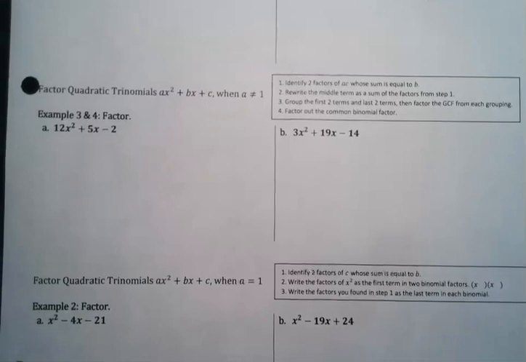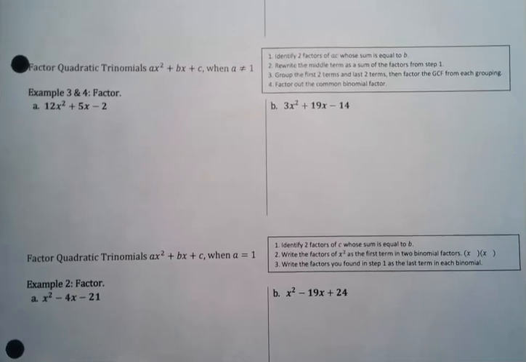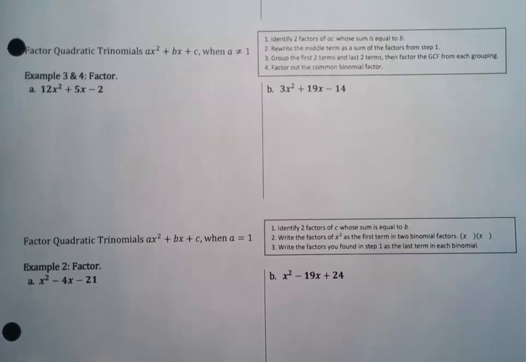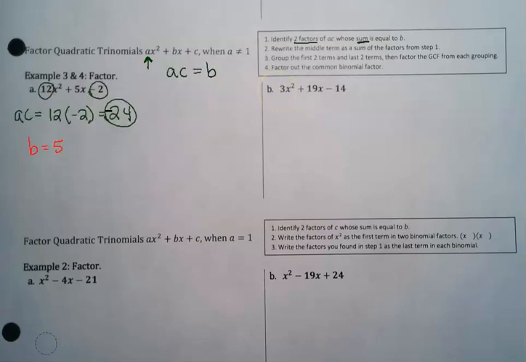Okay, so next we want to factor quadratic trinomials. When this trinomial is in the form of ax squared plus bx plus c, when a is not equal to 1. So we're talking here about when a is an actual number, when it's not equal to 1. So a could be 7, it could be 42, it could be -5, anytime that there is a number here. Like in this example, we have a 12. In this example, it's a 3. When there's a numerical value there, this is the strategy to use.